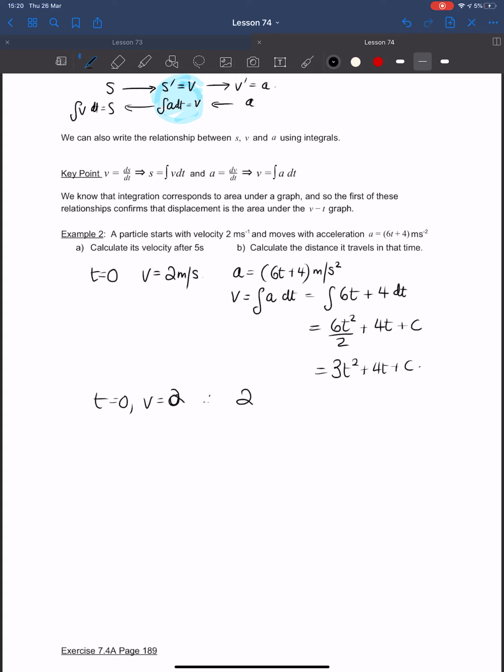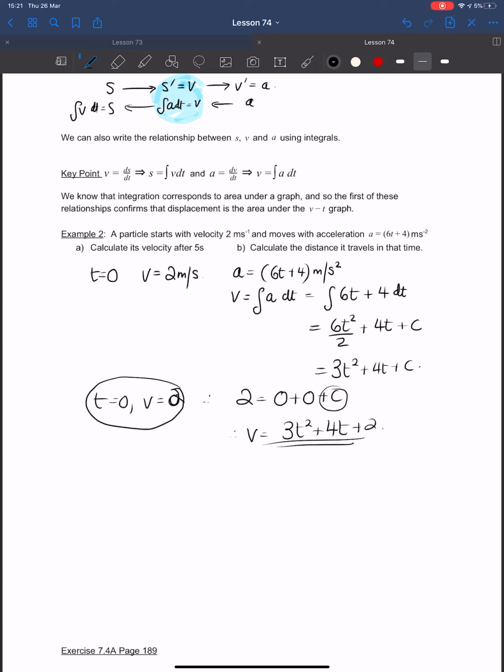So therefore 2 is equal to 0 plus 0 plus c. So hence we have v is 3t squared plus 4t plus 2. So this is an initial condition which has given us what the c is.